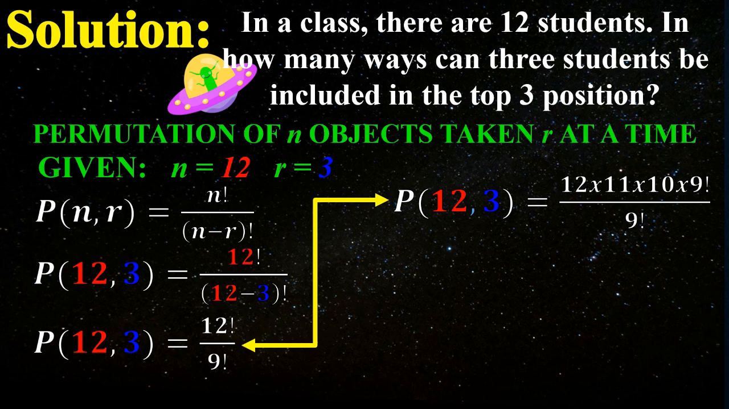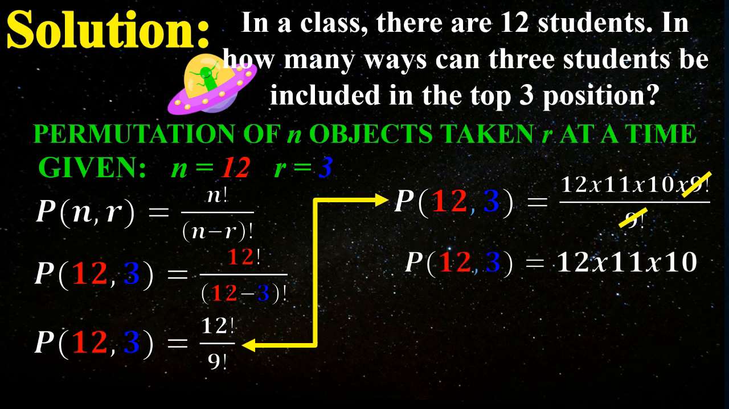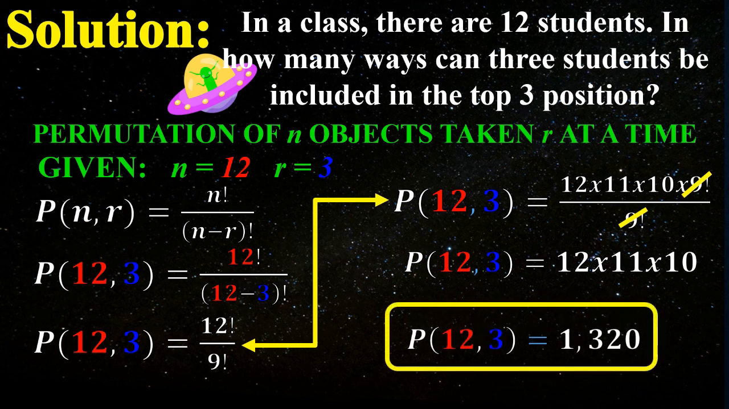Expand 12 factorial up to 9 factorial so that we can divide 9 factorial. So 9 factorial divided by 9 factorial is equal to 1. So the remaining numbers are 12, 11, and 10. Then the answer is 1,320.